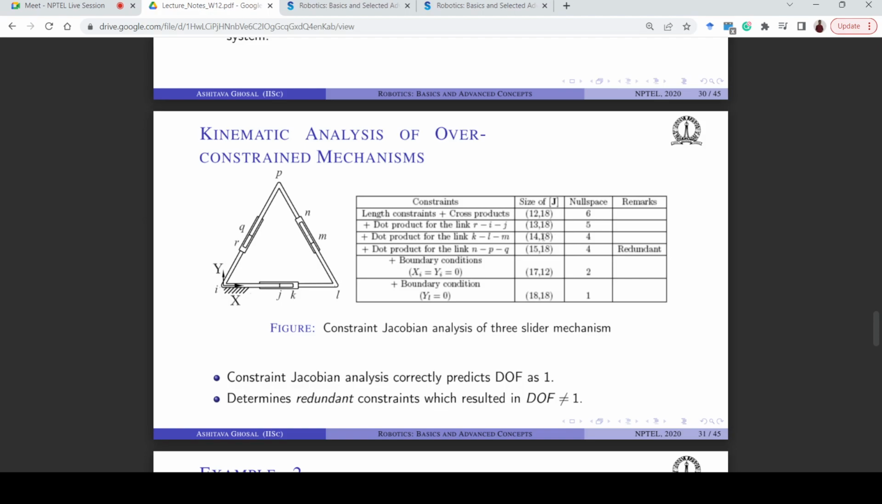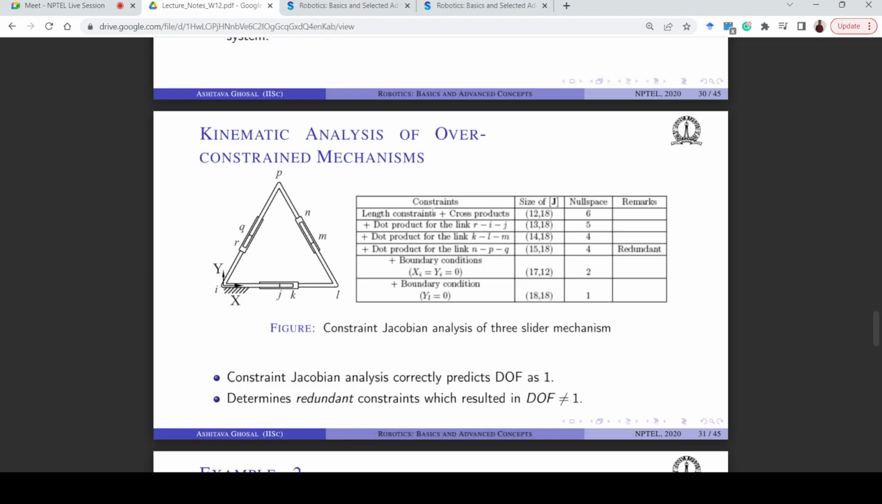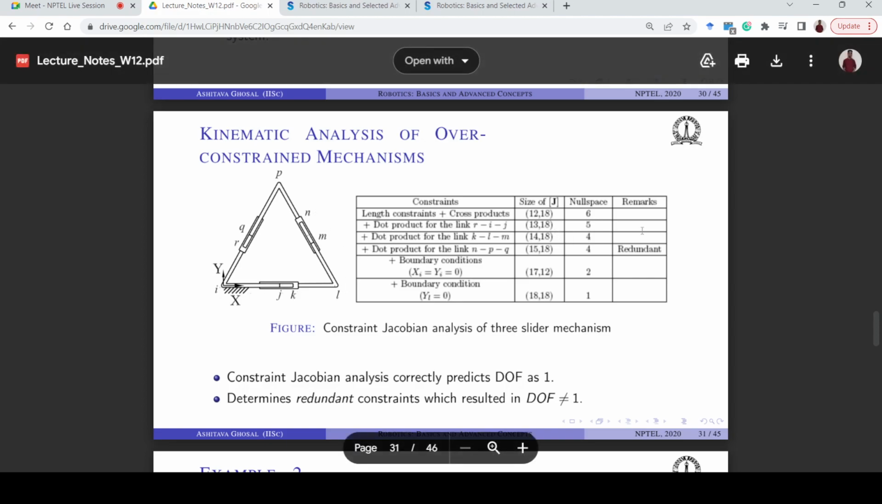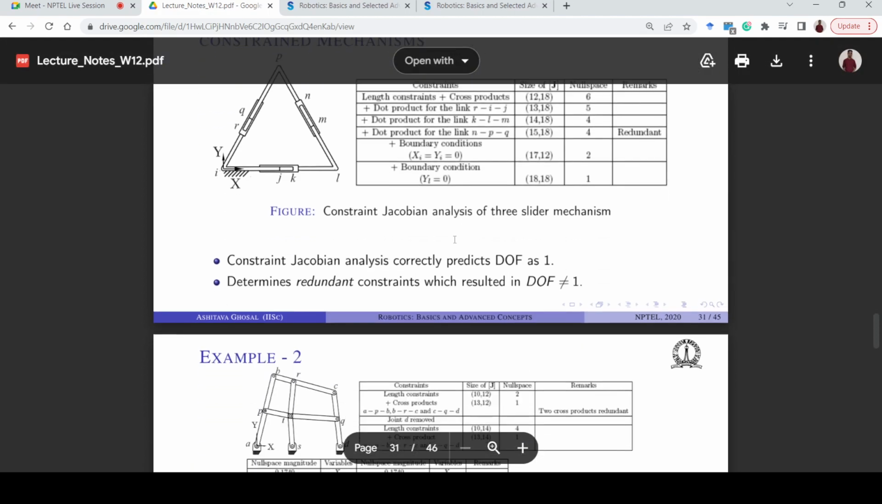change, right? And you see at this third and fourth line, the null space does not change even after introducing the dot product for the link npq. Okay, so this link npq has already been taken into account when you take link rij and klm. So that is why it does not cause any further decrement in the dimension of the null space, and that is why this particular constraint is redundant.